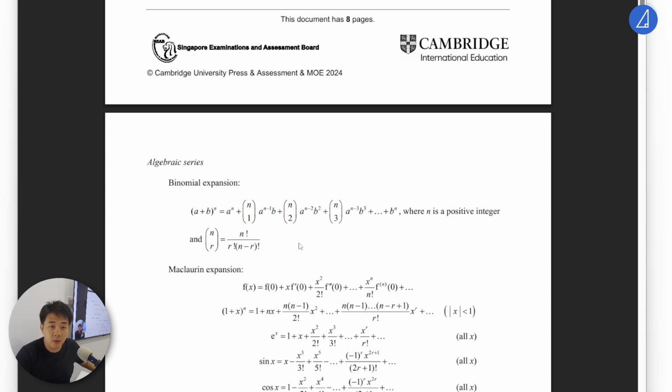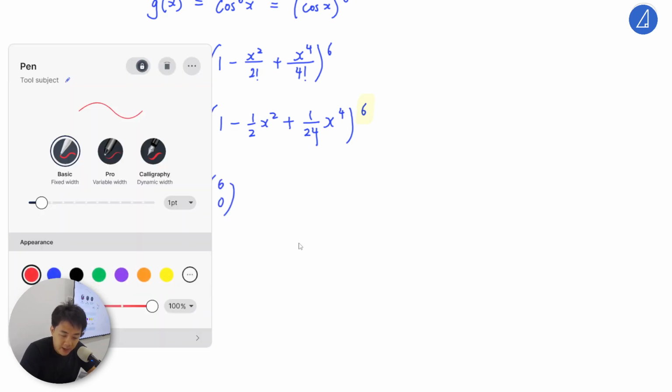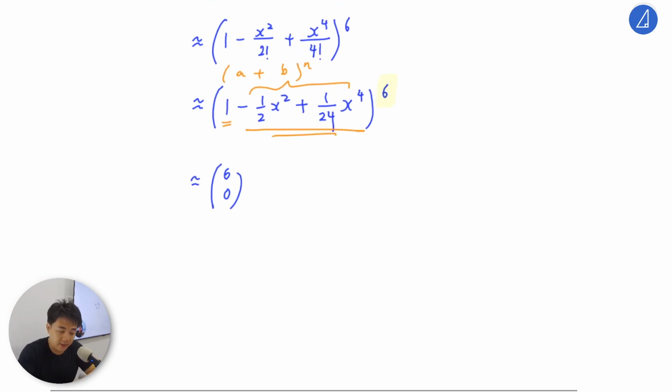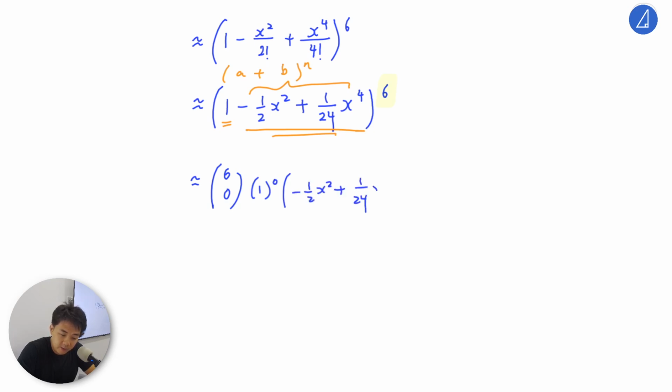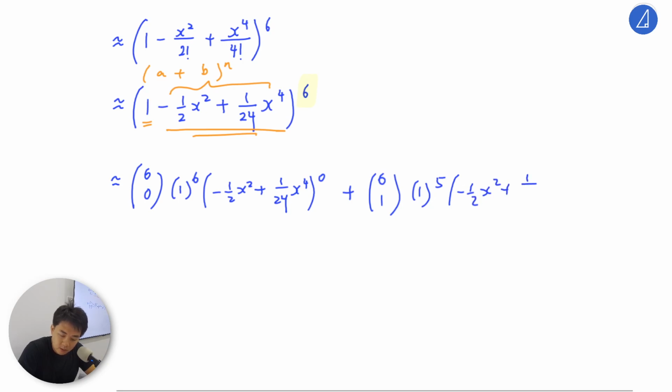So in this case, what we'll get is 6 choose 0. This is your replacement: you replace the x with this guy here. So this is your a, this is your b. This is a binomial expansion. So we get 6 choose 0, 1 to the power 6, then minus half x squared plus 1/24 x to the power 4. Then plus 6 choose 1, 1 to the power 5, minus half x squared plus 1/24 x to the power 4.